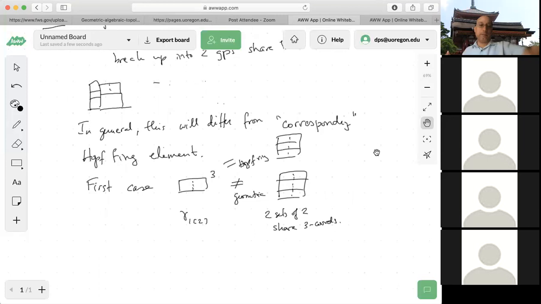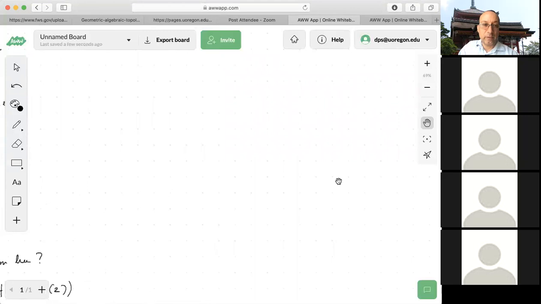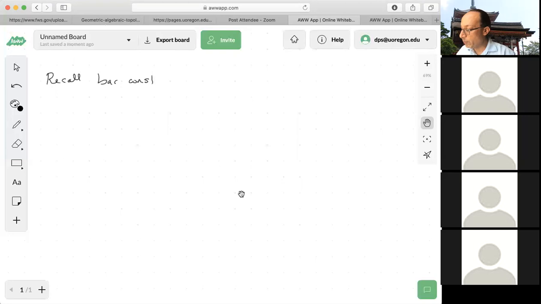Okay, I wanted to now switch to mapping spaces. As I said, there are a lot of different threads from these lectures that can come together, from early on, I think in the cochain lecture. So let's recall the bar construction, which we've been using more for BG first.